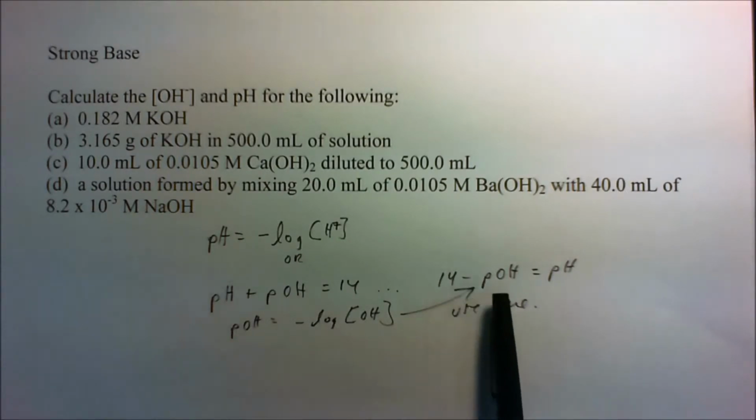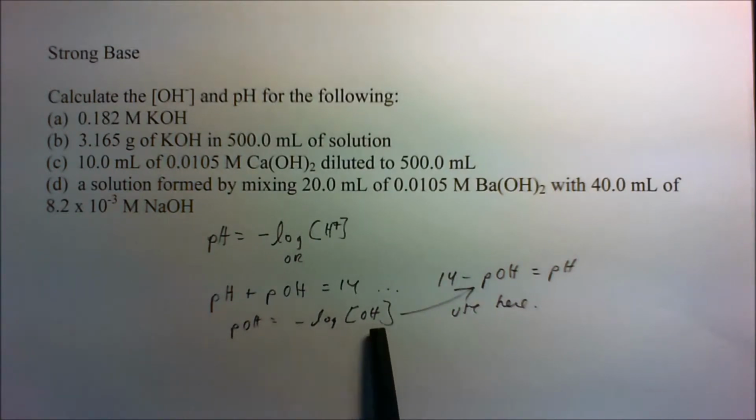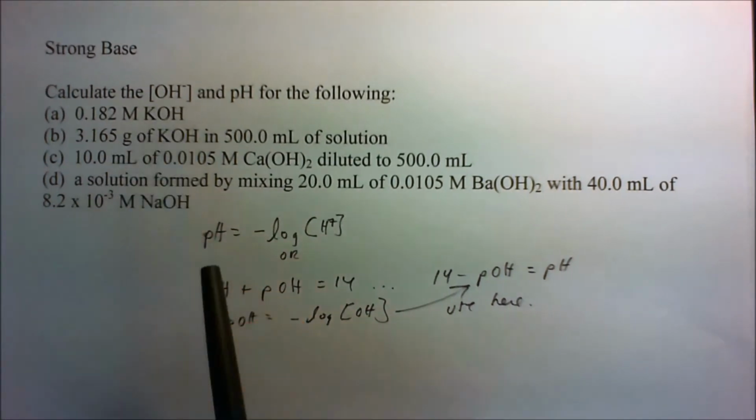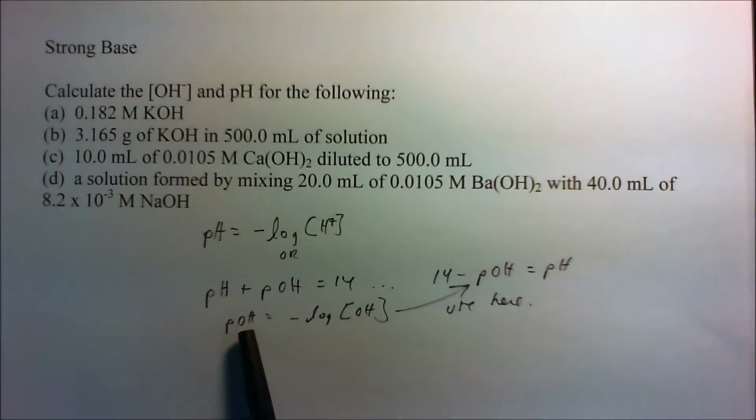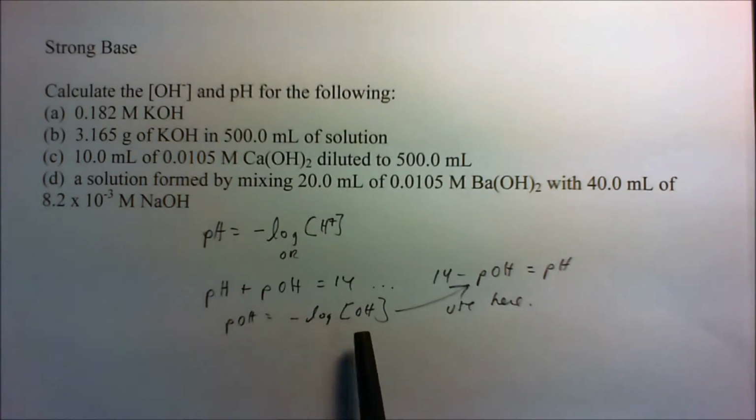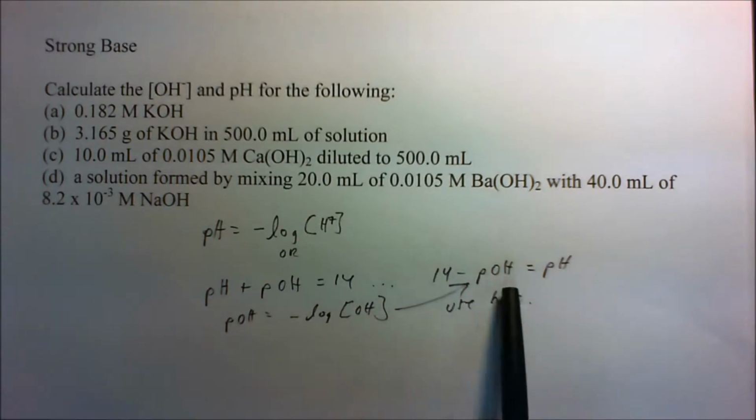Or in other words, 14 minus the pOH equals pH. We can find the pOH from the concentrations of the OH minuses that we have up there. And the pOH, very similar to the pH, is equal to minus log of OH. So once we find that, we substitute it back in, and we'll get our pH.